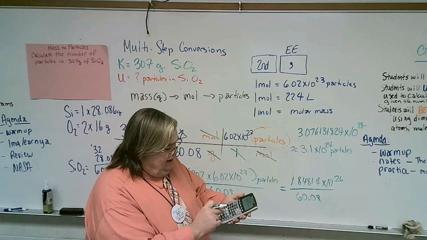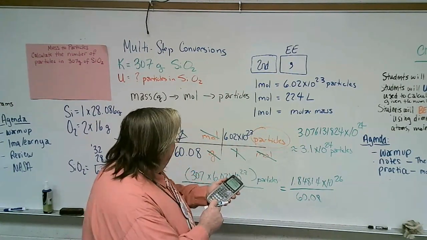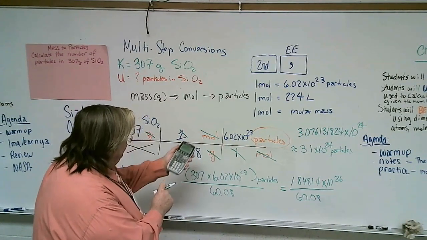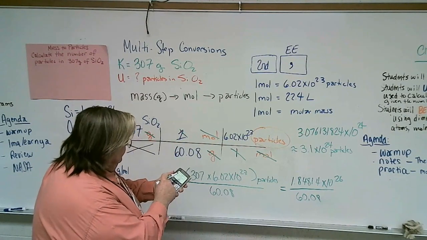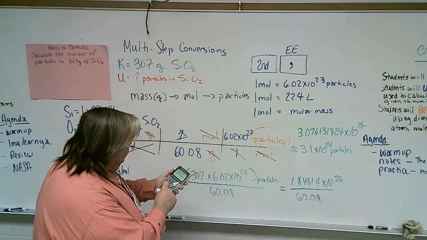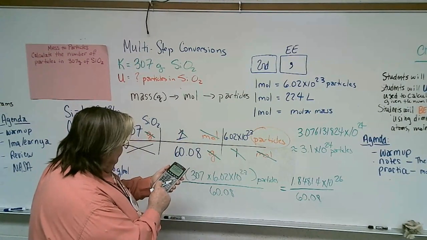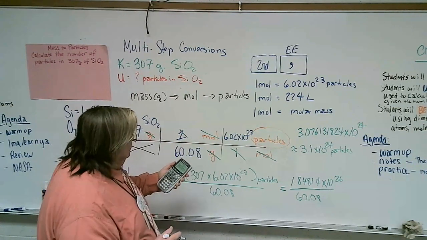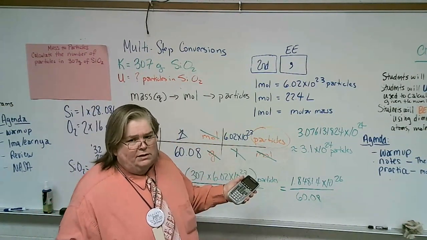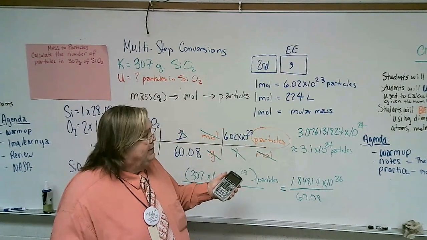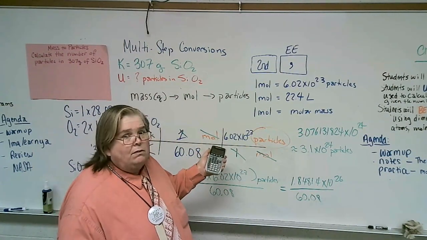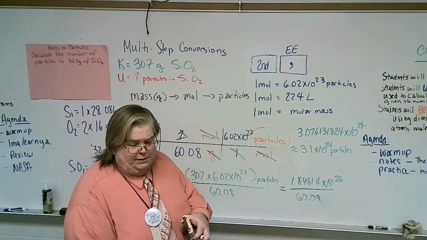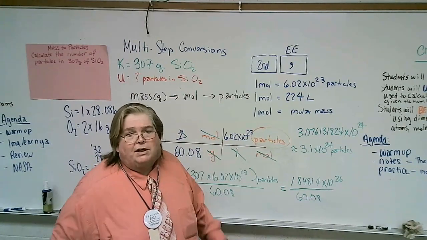If you want to do it 1 step, open parentheses, 307 times 6.02, second function E23, close parentheses, divided by 60.08. And it gives you the exact same answer, just 1 step less. And this is how we go from mass to particles in a multi-step process.